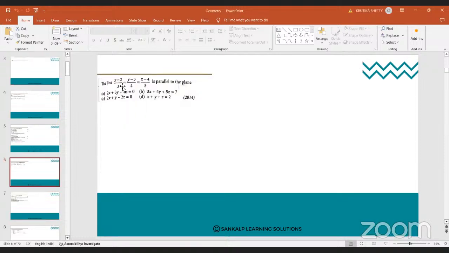The line x minus 2 upon 3 equal to y minus 3 upon 4 equal to z minus 4 upon 5 is parallel to the plane. So see, the line is given and the plane is given. We need to identify to which given plane the line is parallel. So here what we need to do is, the line and plane will be parallel.